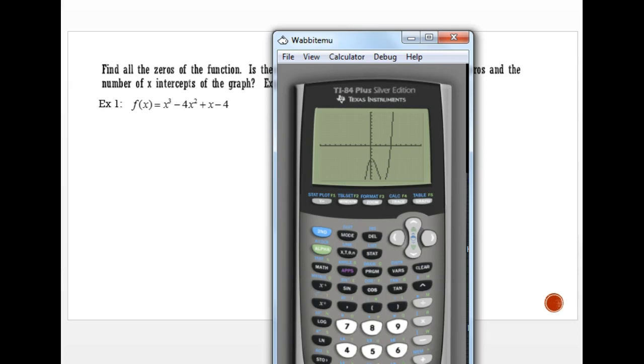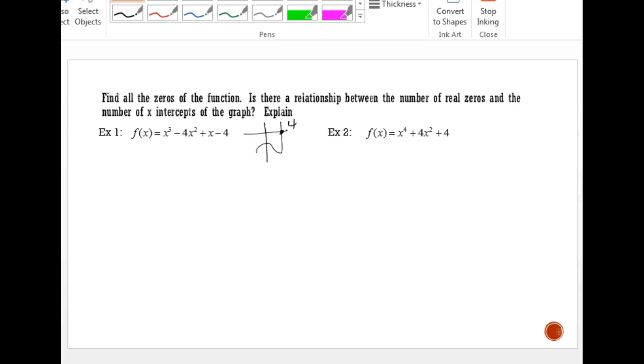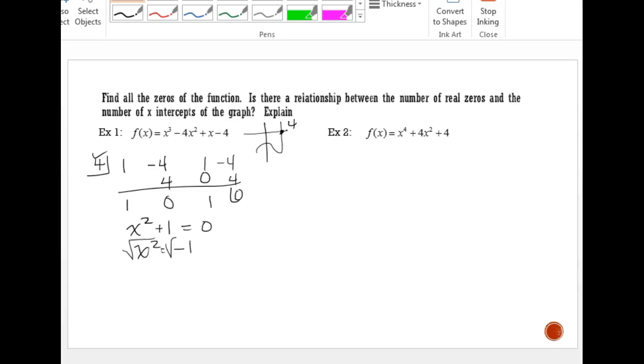So I'm going to sketch that graph on my paper, just so I know where I started. I'm going to use that 4 as my first root, and I'm going to do synthetic division. 1, -4, 1, -4. 1 times 4 is 4. -4 and 4 is 0. 0, 1, 4, 0. So that's clearly a root. And then this is just x squared plus 1 equals 0. X squared equals -1. So we take the square root. Then we know x is plus or minus i. All right, so then what are my zeros? Well, the 4, -i, and plus i.